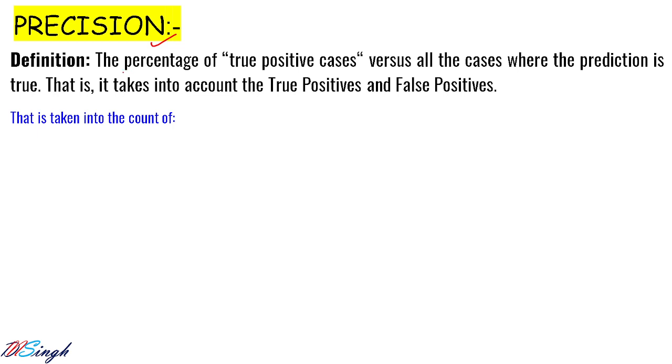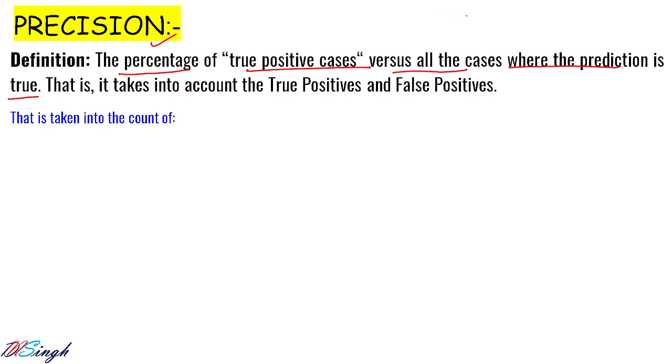Let us go for the next parameter, that is precision. The definition of precision says the percentage of true positive cases versus all the cases where prediction is true. So what happens where prediction is true? Where prediction is true, the second word is fixed.